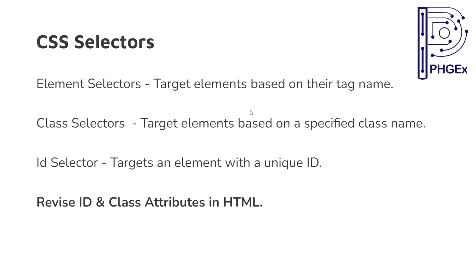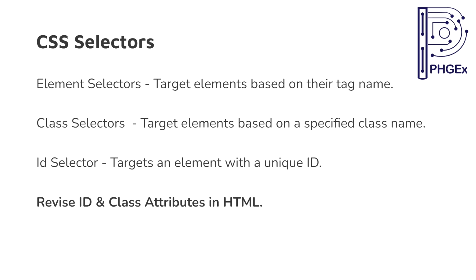The element selector basically assists us in targeting the element based on the name of the tag that the element contains. So the tag could be a paragraph tag, it could be an H1 tag, it could even be an image, a span, a div, or any other HTML element that can contain an item.